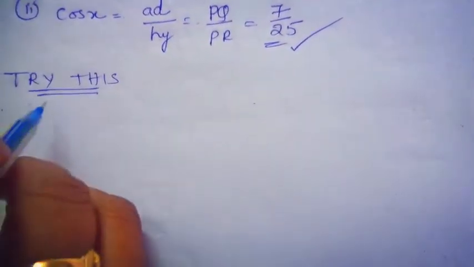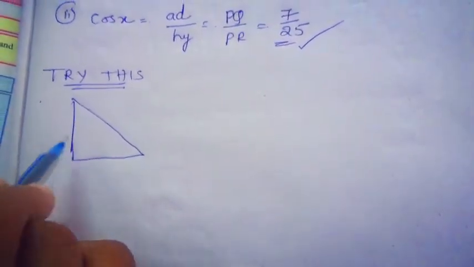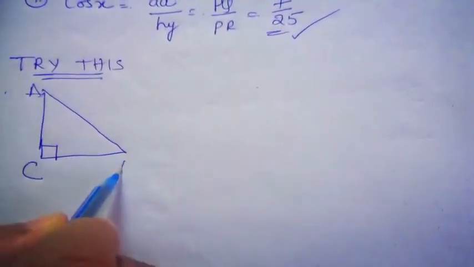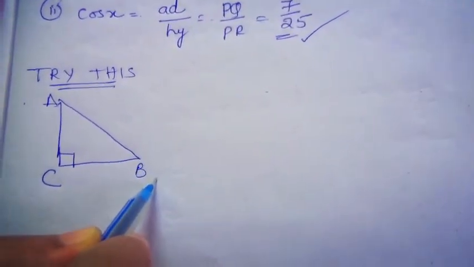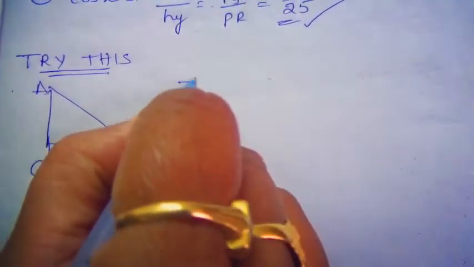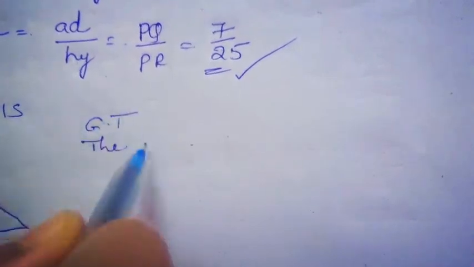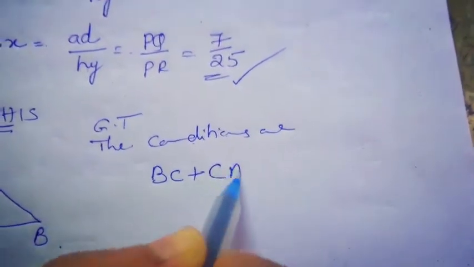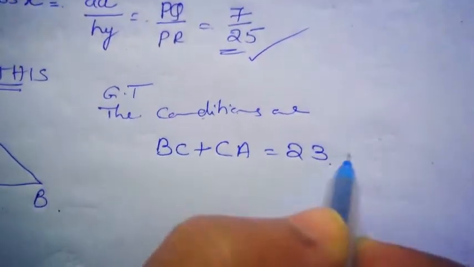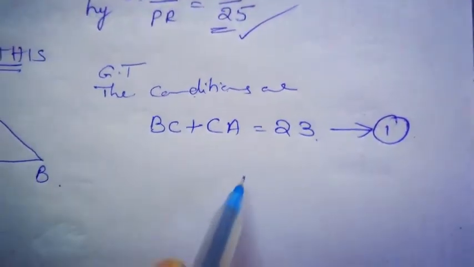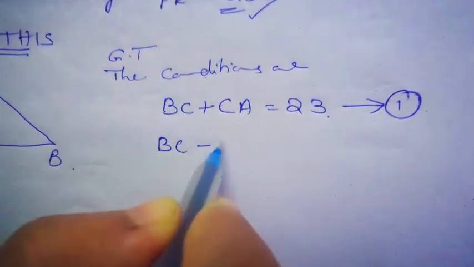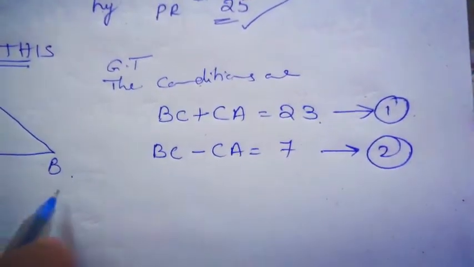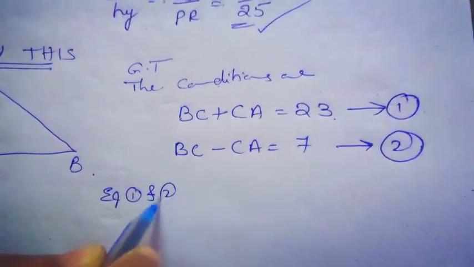So first of all, it is a right angle triangle ABC, and the right angle is at C. AB we can write anywhere. Okay, so the conditions given are BC plus CA is equal to 23. Let us take this as equation 1, and BC minus CA is equal to 7 centimeters, that is equation number 2.